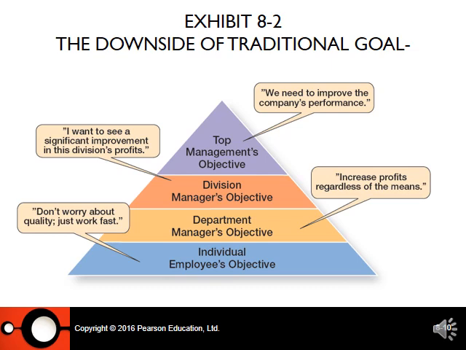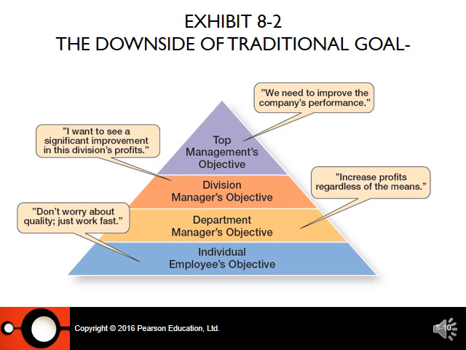So this goal was set by the top managers according to the traditional approach and then was cascaded to the lower levels. And this is why, for example, the first middle level of management understood this goal as, I want to see a significant improvement in the division's profits. So this first middle manager understood improving performance in terms of achieving profits. Okay? The lower level of the middle management understood improving profits as increased profits regardless of the means. So here they understood that the improvement of profits does not focus on how we are going to improve the profits, which is another problem.